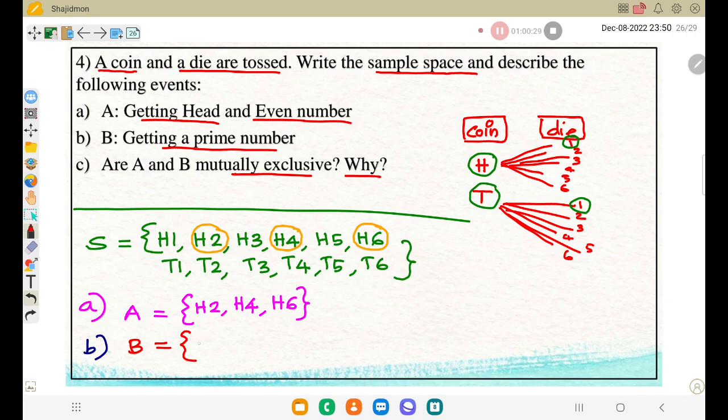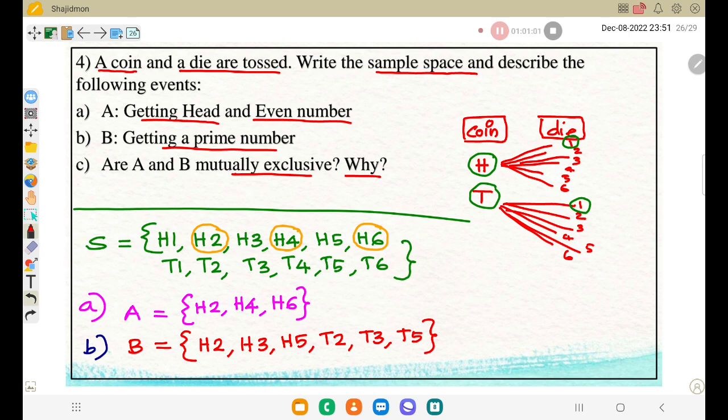H2, correct, first option. Head 2 is a prime number. H3, head 3 is a prime number. H4 is not a prime number. H5 is a prime number because 5 is a prime. H6 is not a prime number. Then what is next? T2, tail and 2. Head or tail, no problem, but the second number should be a prime number. T2, then T3 is a prime, T5 is a prime number. Correct? So these are the B set, getting a prime number.